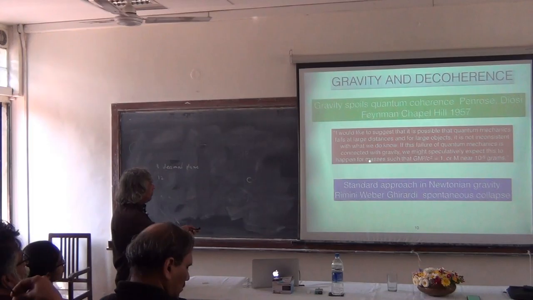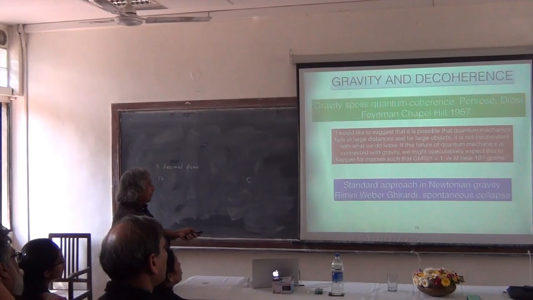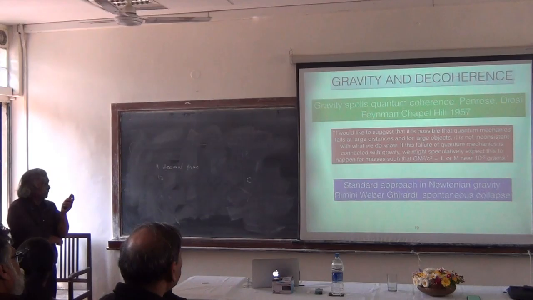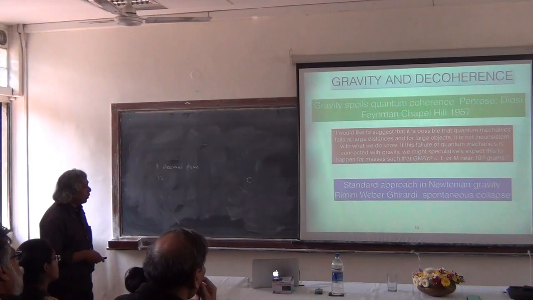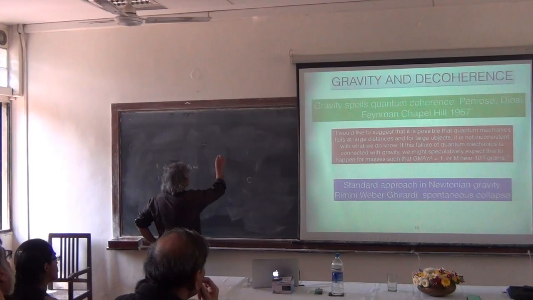It is not inconsistent with what we do know. If this failure of quantum mechanics is connected with gravity, we might speculatively expect this to happen for masses such that this combination is 1, or m is near 10 to the minus 5 grams. That is Feynman's speculation. This idea has been pursued by other people, and the standard approach is within Newtonian gravity.